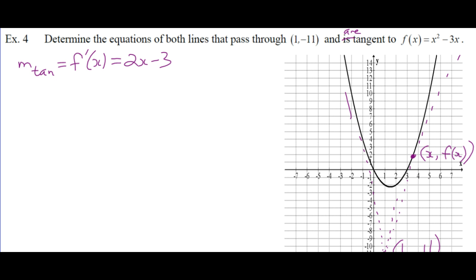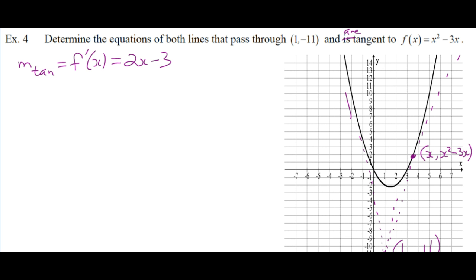Or think of it as the point x1, y1, I guess. So what's the slope of this line? I don't know, should we just call this x? Well, let's call it what it is. x and x squared minus 3x, right? Because that's f of x. That's what the y coordinate is. It's x squared minus 3x.